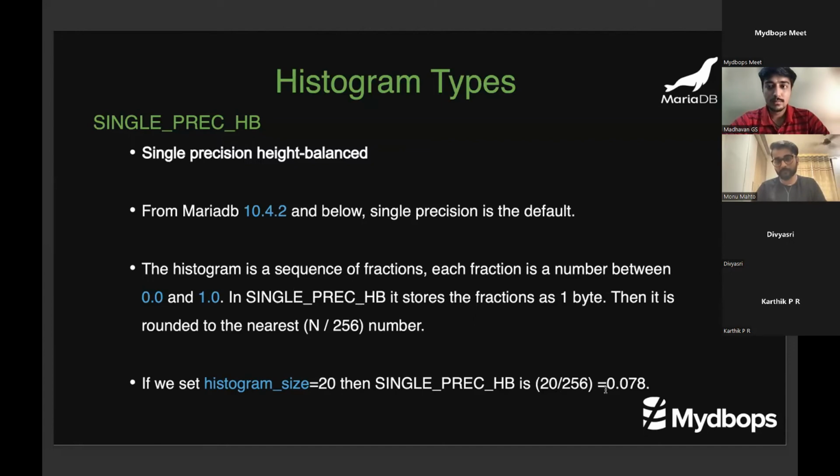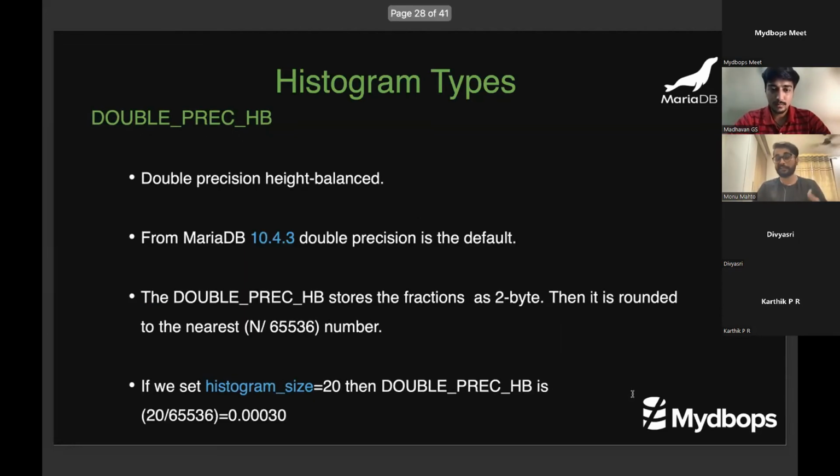So divided by 256, it's overall giving 0.078. So till after the decimal, three digits of precision are given by the single precision height balanced histogram. In double precision, it will go to five digits after the decimal. And here the fractions are stored in 2 bytes, and then it's rounded off, and this is the default after 10.4.3.